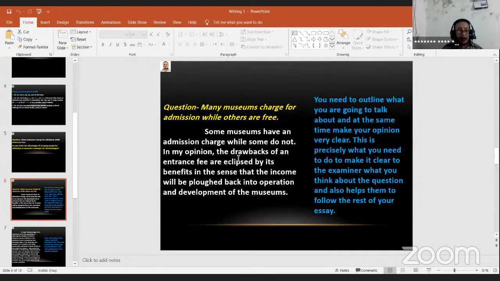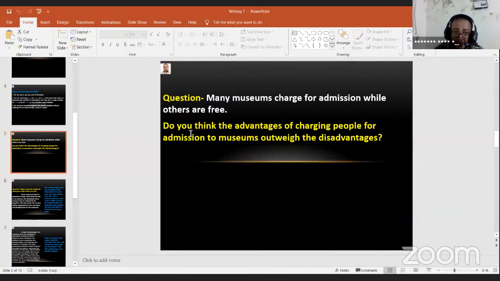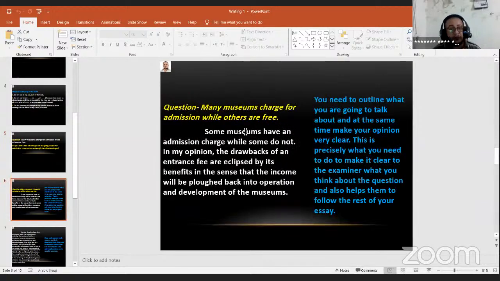Let us repeat how to write the introduction. The first thing you do is to paraphrase the statement. Okay. After paraphrasing the statement, you need to answer the question. When you answer the question, do not write I agree, I disagree. Don't write I think, I believe. Don't write yes, no, whatever. No, because you wrote in my opinion, then you give it as a sentence, not as an answer. The drawbacks of an entrance fee are eclipsed by its benefits in the sense that the income will be plowed back into operation and development of the museums. This is a full thesis statement.